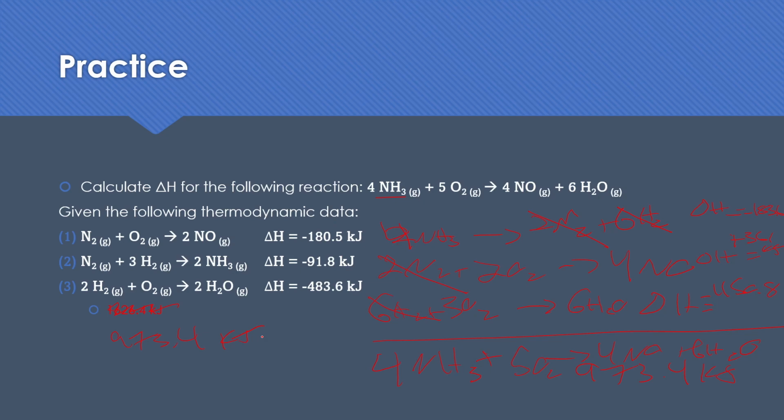So that's all Hess's law is. It's just manipulating reactions to get the one you want. Just remember, if you flip the reaction, you need to apply a negative sign.